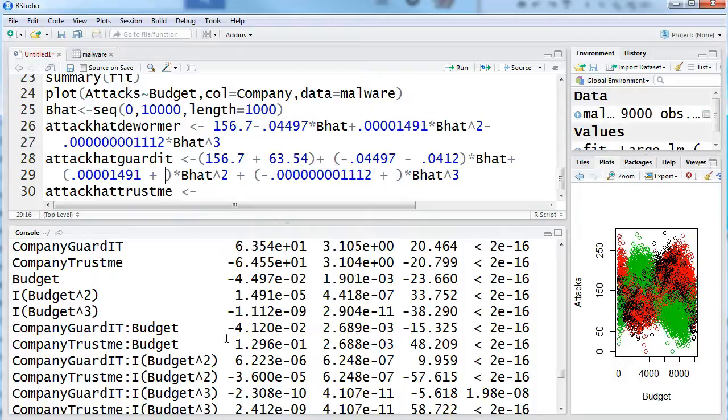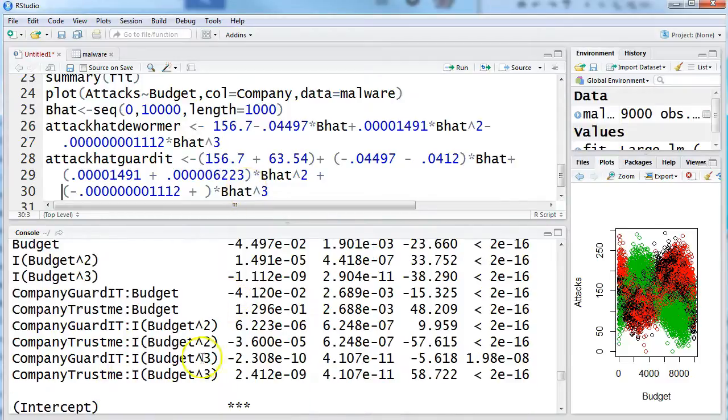Great. How about this guy? The budget squared for guarded. Here's guarded, the budget squared. There we are. Times 10 to the negative 6 means it's 0.12345, 6223. And now this guy, which I'm not going to have enough room. Let's give him his own line. I need a gadget. I need guard it with budget cubed. Guard it with budget cubed.